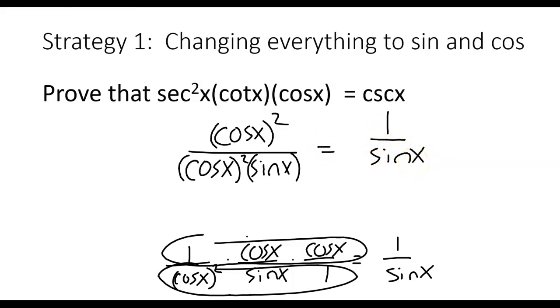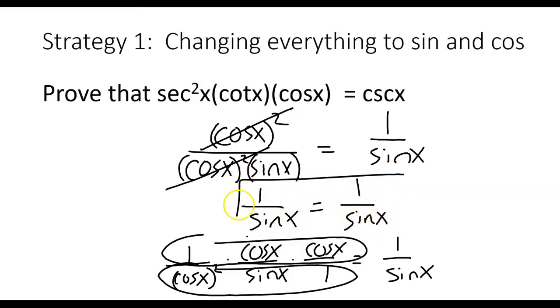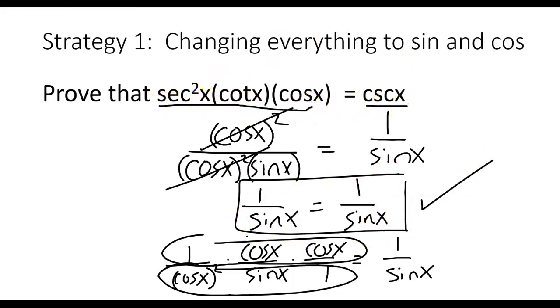Okay, now what do I do? Well, what else can I do to simplify this? You may notice that there's a cosine x squared on the top and bottom, and those reduce. So they cancel each other out, and I'm left with this. Now, as soon as you get the two sides to be equal to each other, in other words, they look exactly the same, you're done. You've proven it. We have proven that this side is equal to this side.